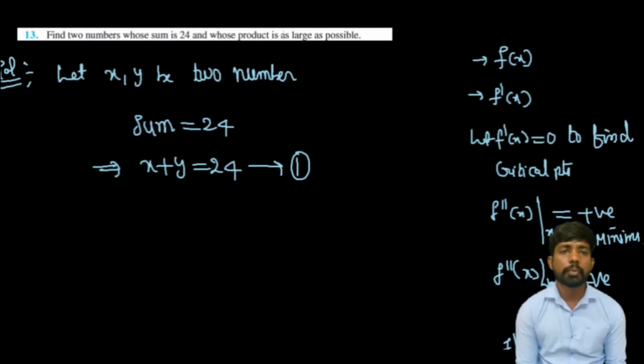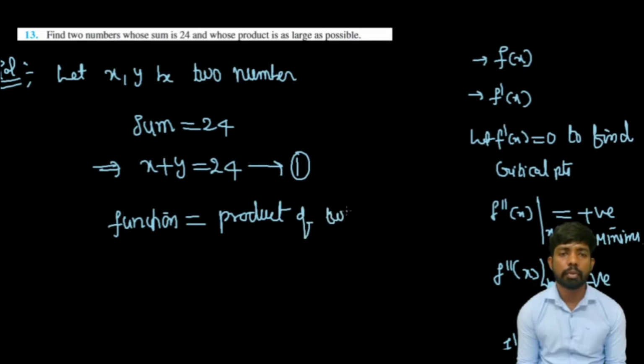Now, whose product is as large as possible. Whenever you hear large or maximum, we have to consider that as the function. Here the function is the product given, so the function equals the product of two numbers. I am considering x and y as the two numbers. This is the function, right? So here we have x into y.